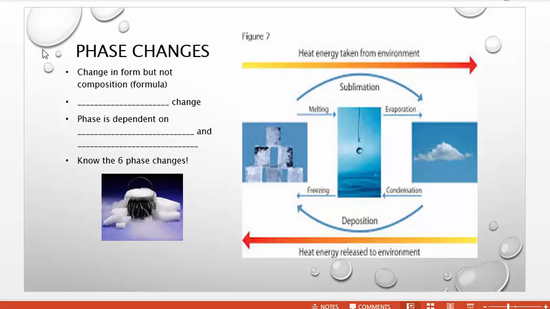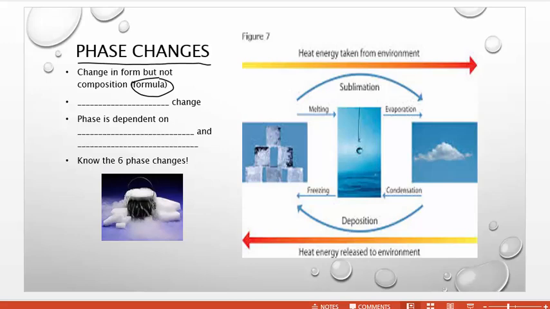Now, in terms of phase changes, we're talking about going from a solid to a liquid to a gas, or solid to gas, or just changing the phase, changing the form. It's a change in form, but not composition or formula. That's extremely important. So understand we're changing its form, whether it's moving fast or slow, whether it's taking shape or whether it's not. All those properties that we were just talking about, a solid, liquid, and gas, we're changing those, but we still have the same thing.